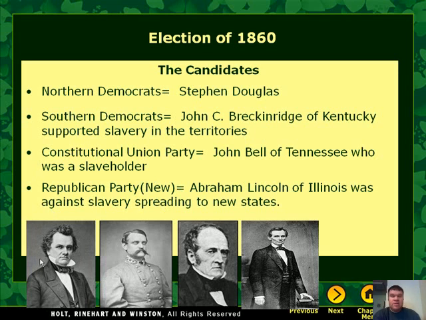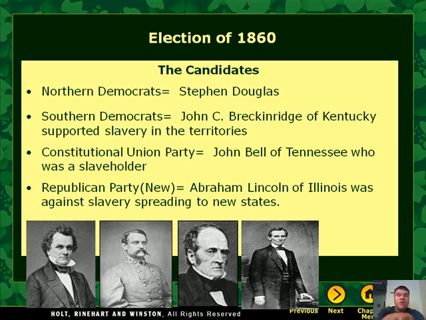Then you had the Constitutional Union Party, which is John Bell of Tennessee. He was a slaveholder, so you can kind of guess what side he was on. And then a new party called the Republican Party, and their candidate was a man named Abraham Lincoln of Illinois, and he was against slavery spreading to the new states. During his campaign, he told the South that he had no intentions of ending slavery. He believed that eventually it would die out. He just did not want to see slavery spreading to new states and new territories. And so that is what he campaigned on.